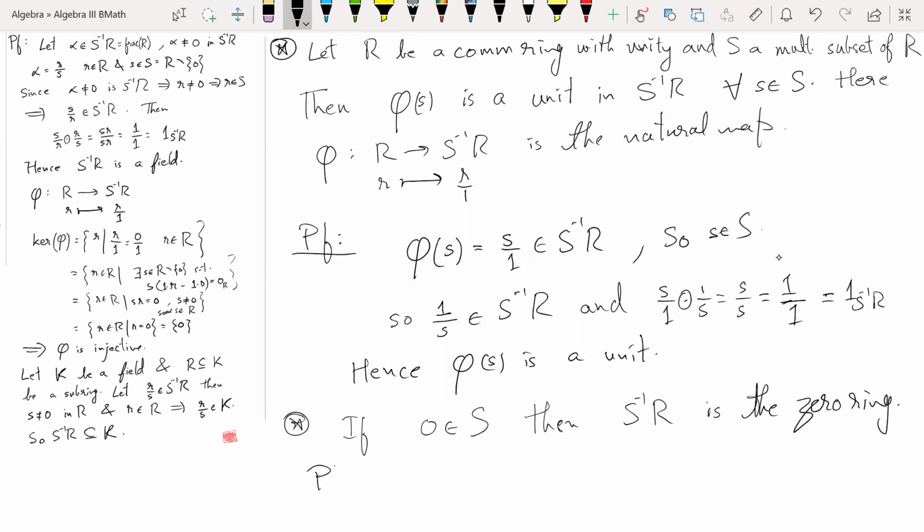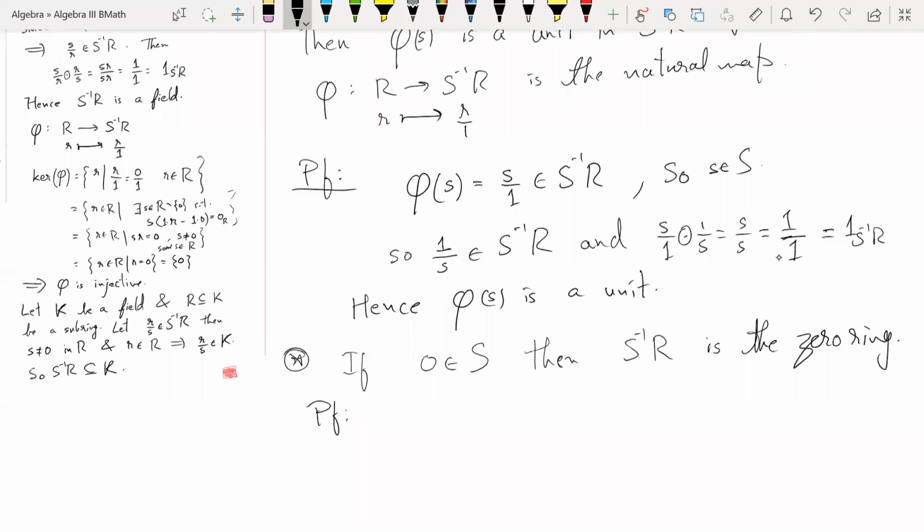Okay, so again, this is sort of straightforward. So if 0 belongs to S, you just take any element R over S. What we want to show is the claim: R over S equals 0 over 1 for all R in R and S in S. If we show this, then that's it, right? That will tell you that S inverse R is the 0 ring. And the way to see it is that the above equality holds.